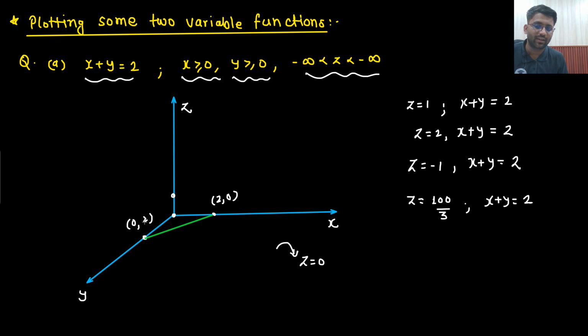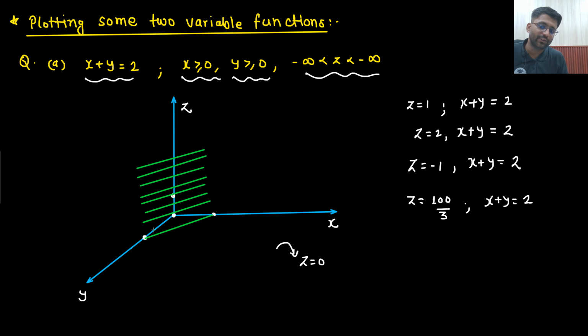That means that line will be parallel to this line, and so on for z equals 2. For z equals 3, for z equals 4. So just try visualizing it: for infinite values of z, these kinds of infinite lines would be there. In the negative axis as well, there would be infinitely many such lines.